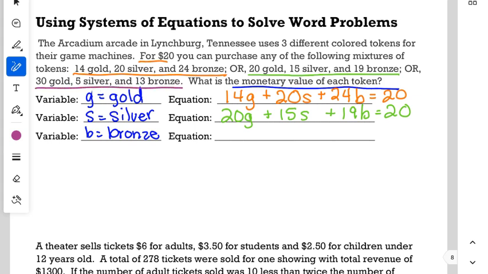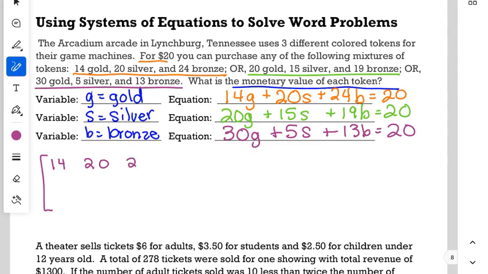And then what do you think the last equation will be? There we go. And so we have 3 equations all in standard form. So we are going to use matrices to solve this. So write your matrix down before you go and put it in your calculator.